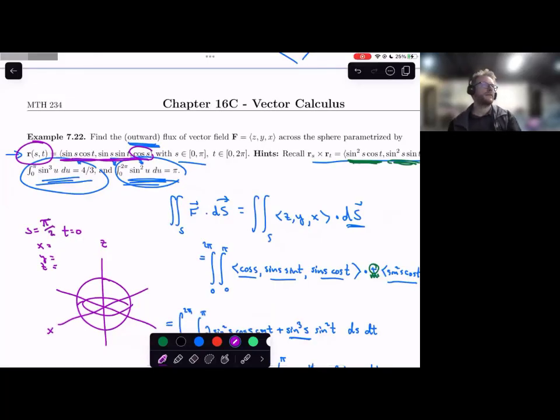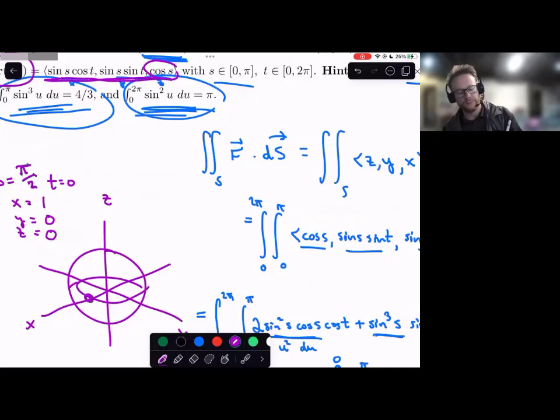If I plug in sine of pi over 2, that's my s, and cosine of 0, that's 1 times 1, that's 1. If I do the same thing for y, sine of pi over 2, sine of 0, we have 1 times 0 is 0. And then finally, in my z, if I plug in cosine of pi over 2, that's my s value, cosine of pi over 2 is 0. So in this case, I'm over here. I've gone 1 in the x direction, and I haven't gone any in the y and any in the z.